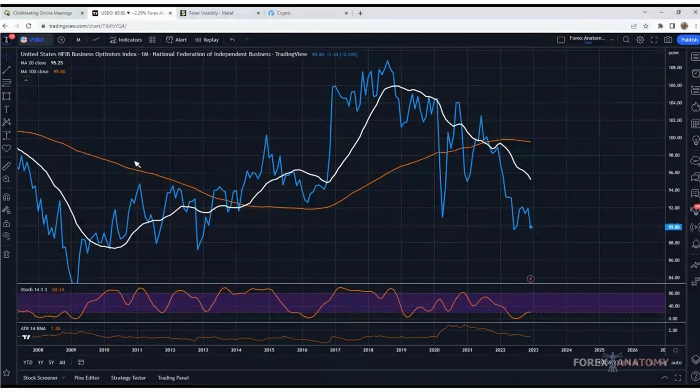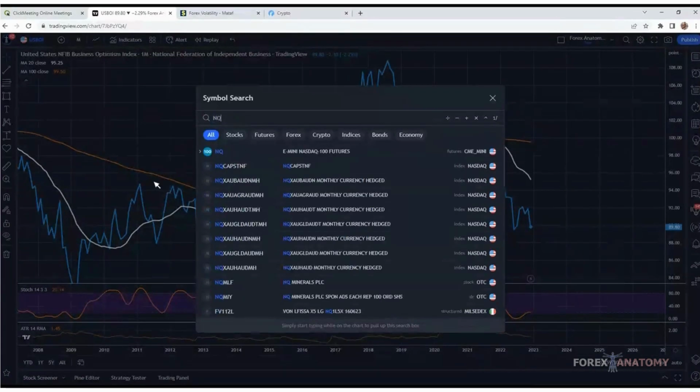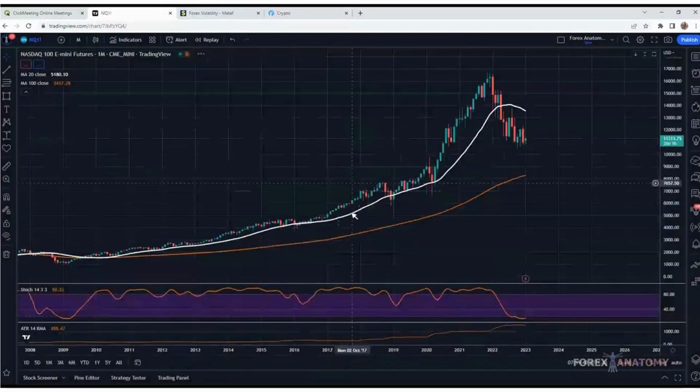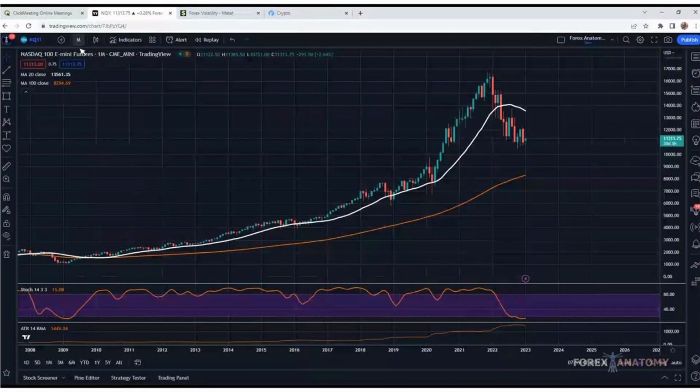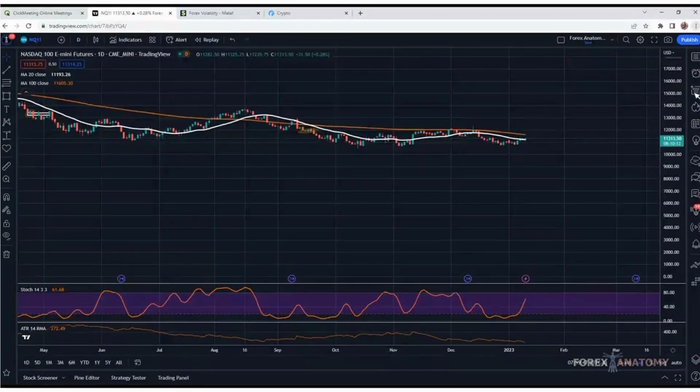But let me go to the NASDAQ. We can do NQ1 futures. All right, let me spin it out. Or we can do US 100. It doesn't really matter. They're all quite similar price action.